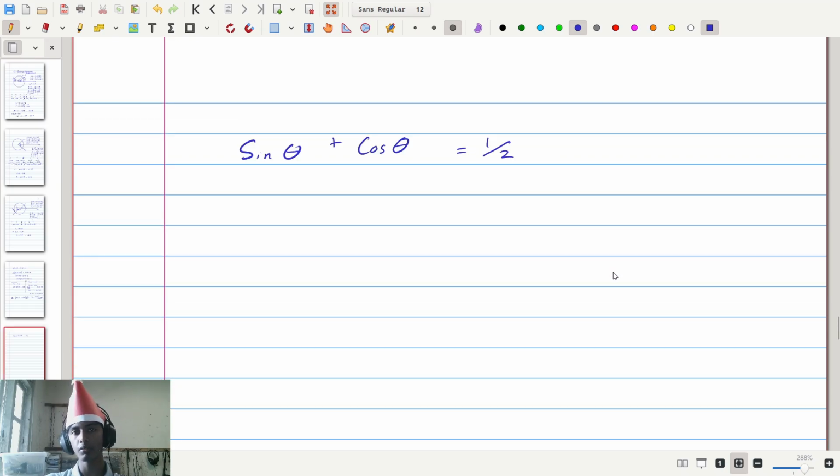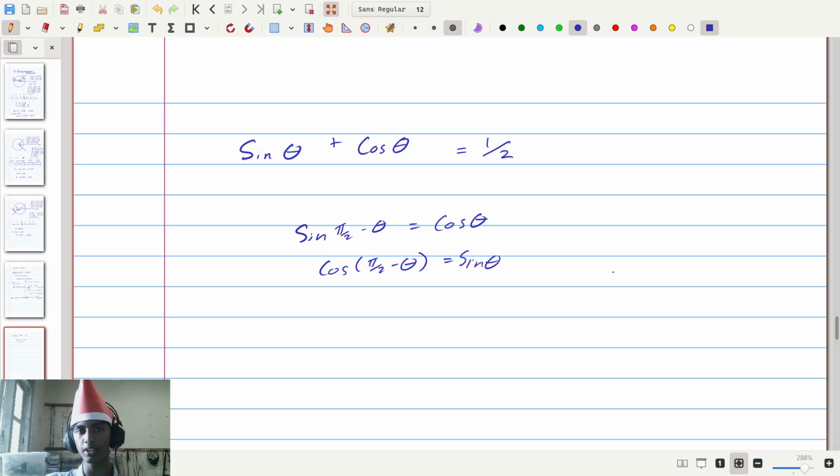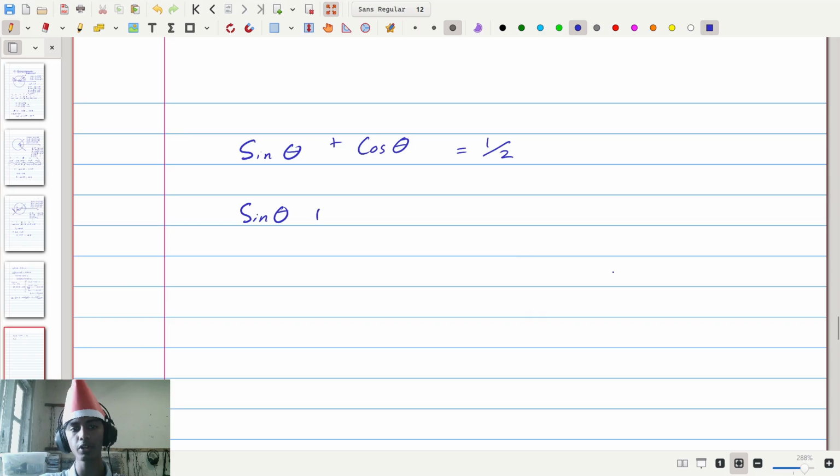Here, I'm going to try to write cosine theta in terms of sine theta. I can easily do this because we know an identity between cosine theta and sine theta. Sine of pi by 2 minus theta is equal to cosine of theta. Similarly, cosine of pi by 2 minus theta is equal to sine theta. I can use either one of these to convert one of the terms. I'm going to leave the sine theta alone, and convert the cosine theta into sine of pi by 2 minus theta.